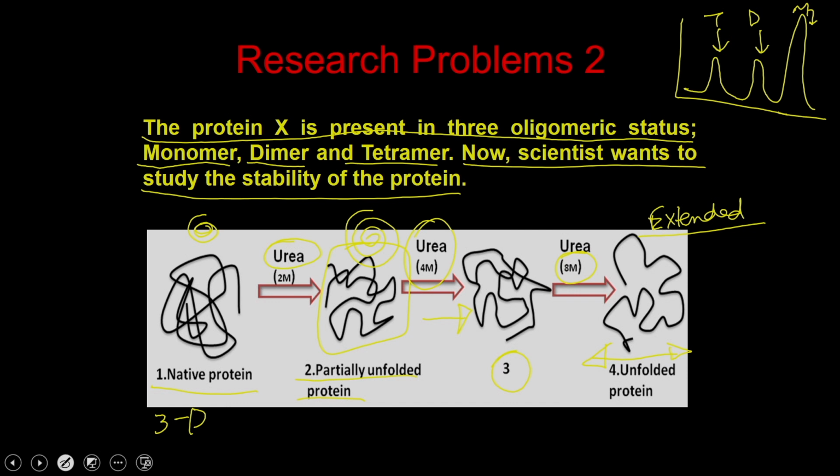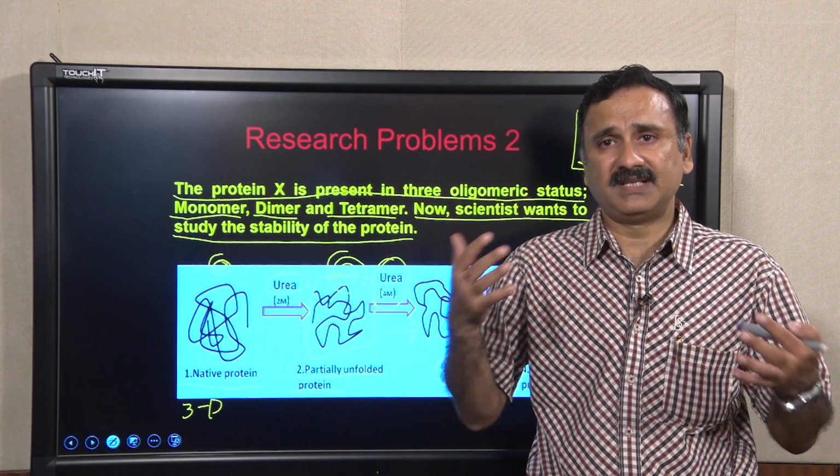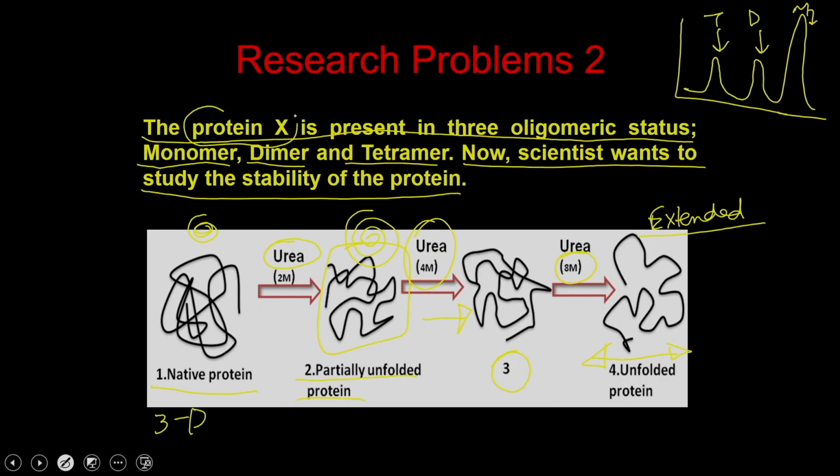Now, if you would like to follow this kind of changes and use that as a way to answer whether the protein is stable or not, what you can do is take this protein X and perform a gel filtration chromatography to answer these questions.